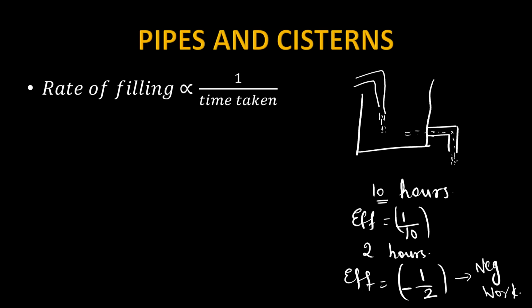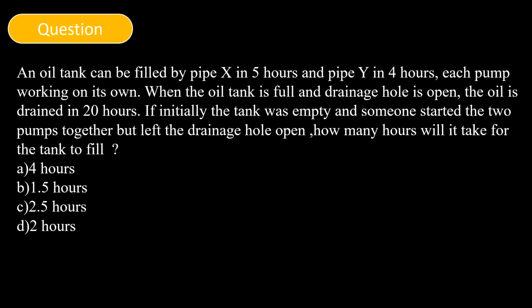Okay, now we'll see the problems. An oil tank can be filled by pipe X in 5 hours and pipe Y in 4 hours, each pump working on its own. When the oil tank is full and the drainage hole is open, the oil is drained in 20 hours. If initially the tank was empty and someone started the two pumps together but left the drainage hole open, how many hours will it take for the tank to fill?